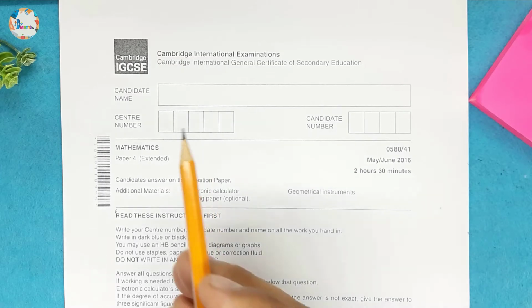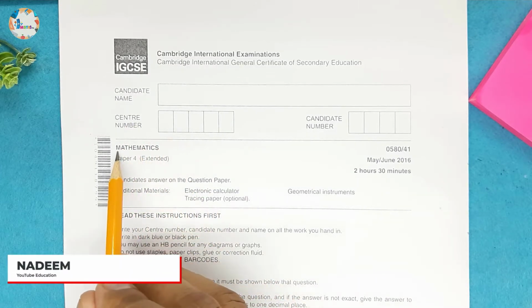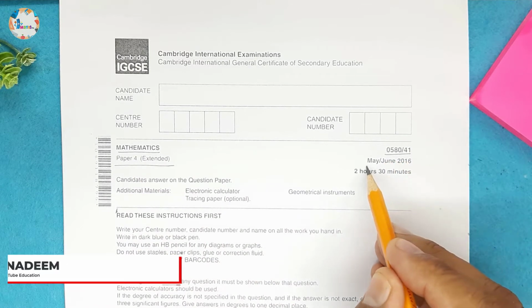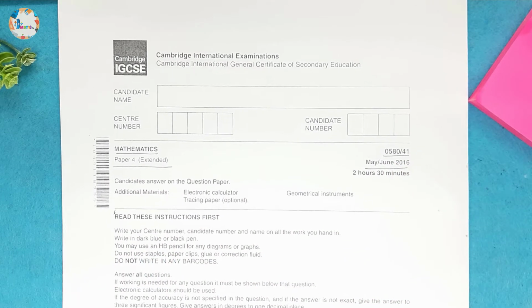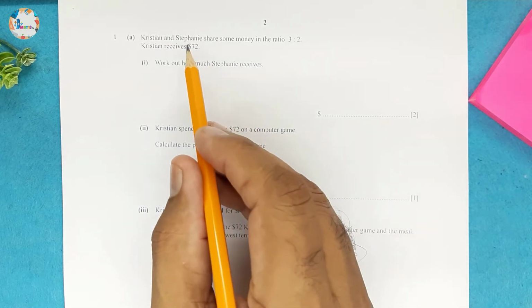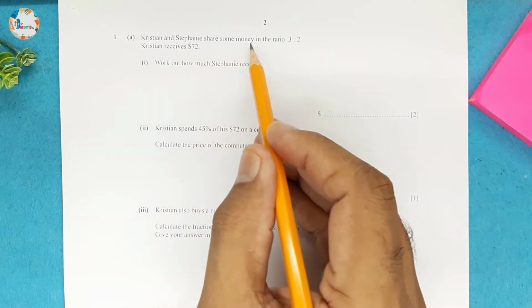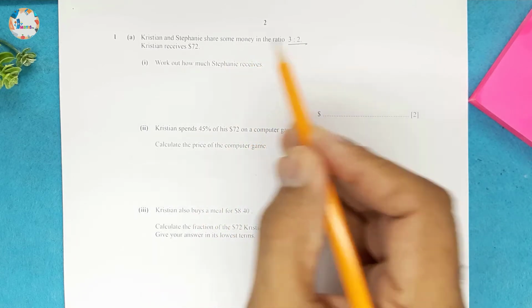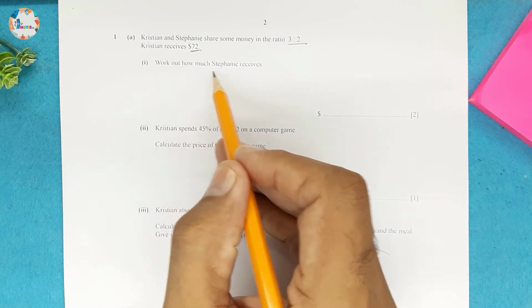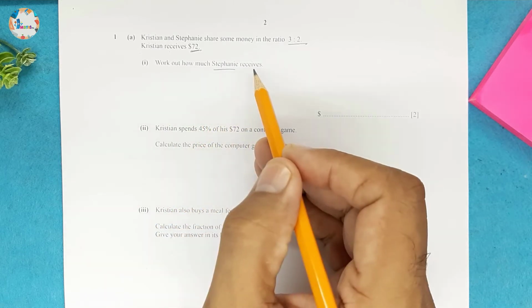Today we'll be going through IGCSE Cambridge Mathematics Paper 4 Extended 058041 May-June 2016. Question number 1. Christian and Stephanie share some money in the ratio given. Christian receives $72. Work out how much Stephanie receives.